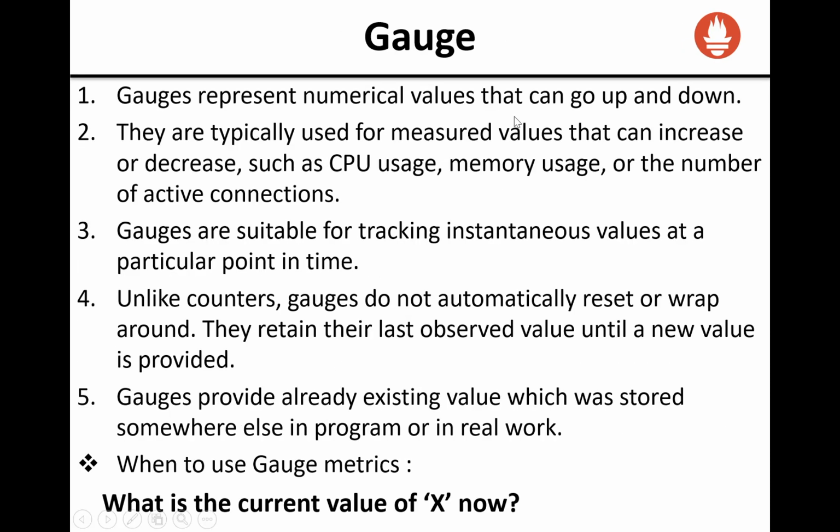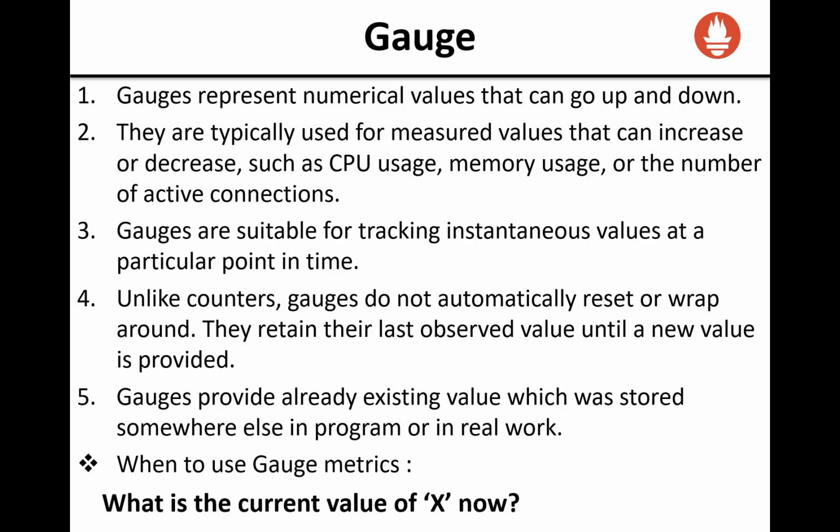Now, the second metric type is gauge. Here, gauges represent numerical values that can go up and down. They are typically used for measured values that can increase or decrease, such as CPU usage, memory usage, or the number of active connections. The counter is used for increasing only, but we can use gauge for increases or decreases also. Gauges are suitable for tracking instantaneous values at a particular point in time.